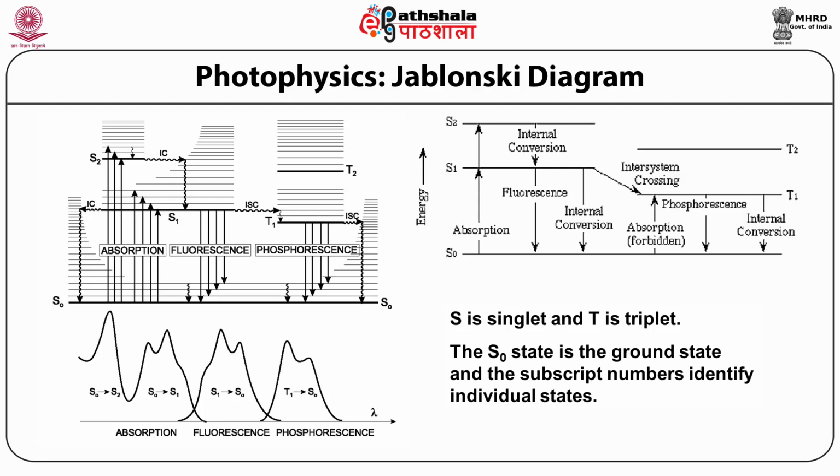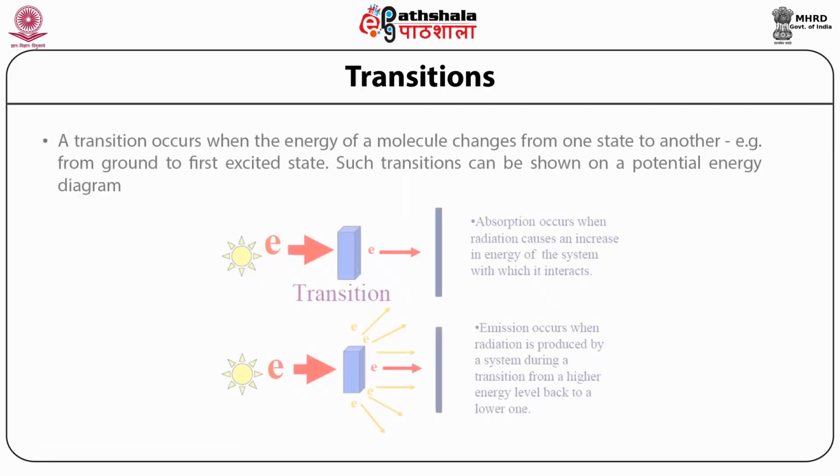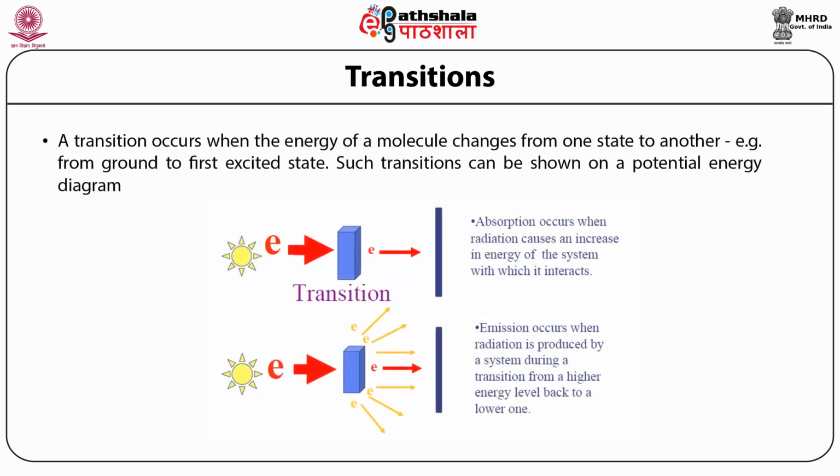Here you can see in the conventional diagram how absorbance, fluorescence and interconversion occur in the molecule at the different singlet and triplet states. We are going to discuss the transitions. A transition occurs when the energy of a molecule changes from one state to another, for example, from the ground state to the first excited state. Such a transition can be shown on a potential energy diagram.